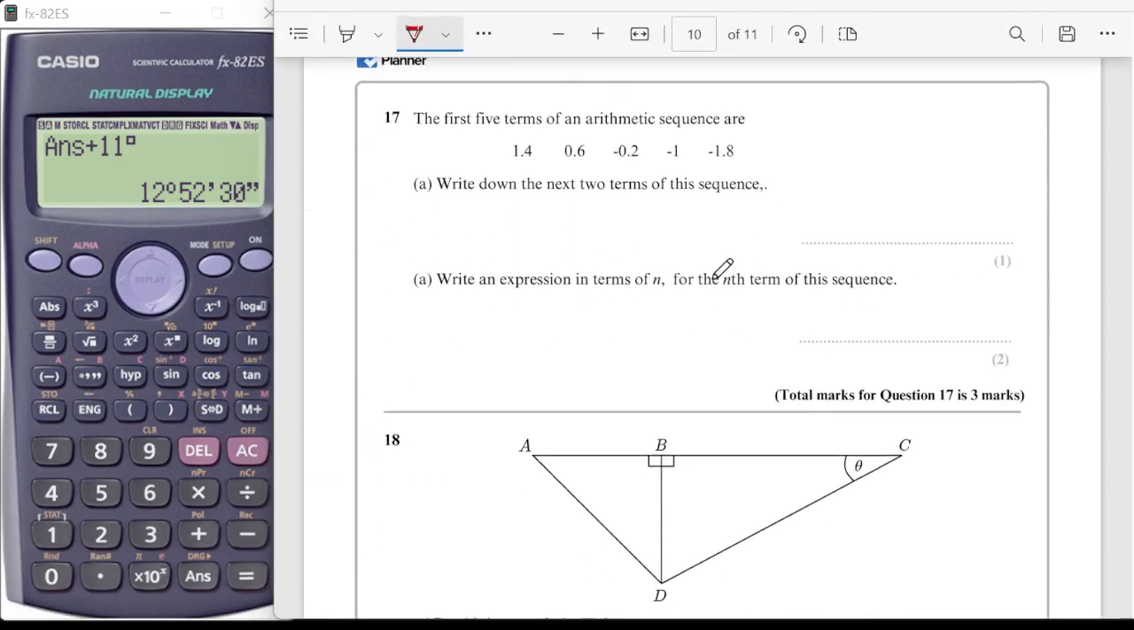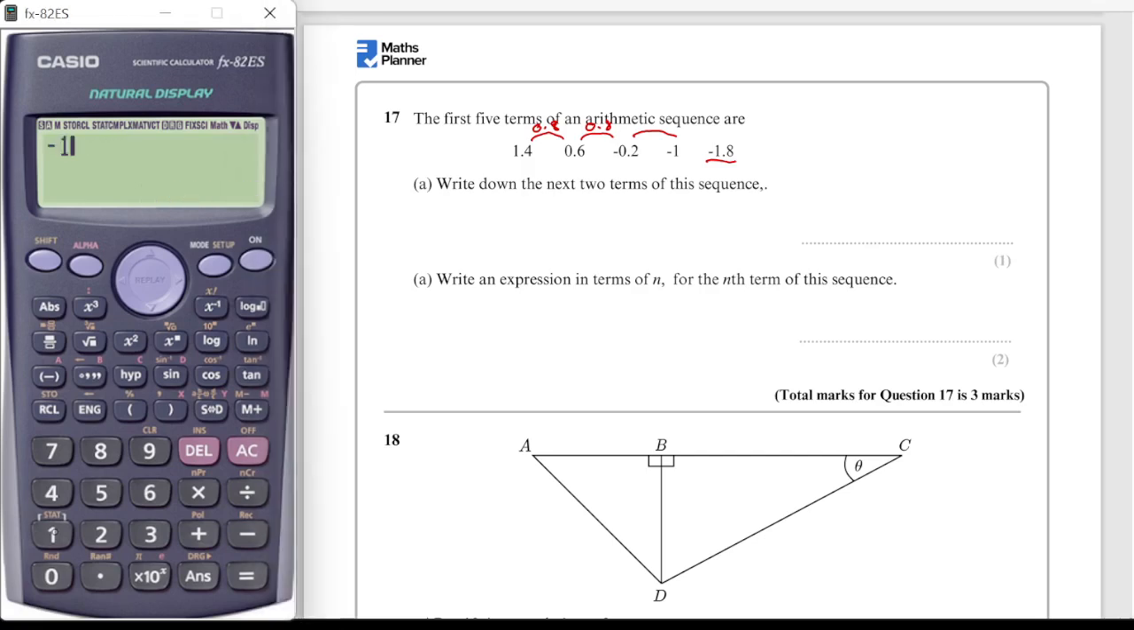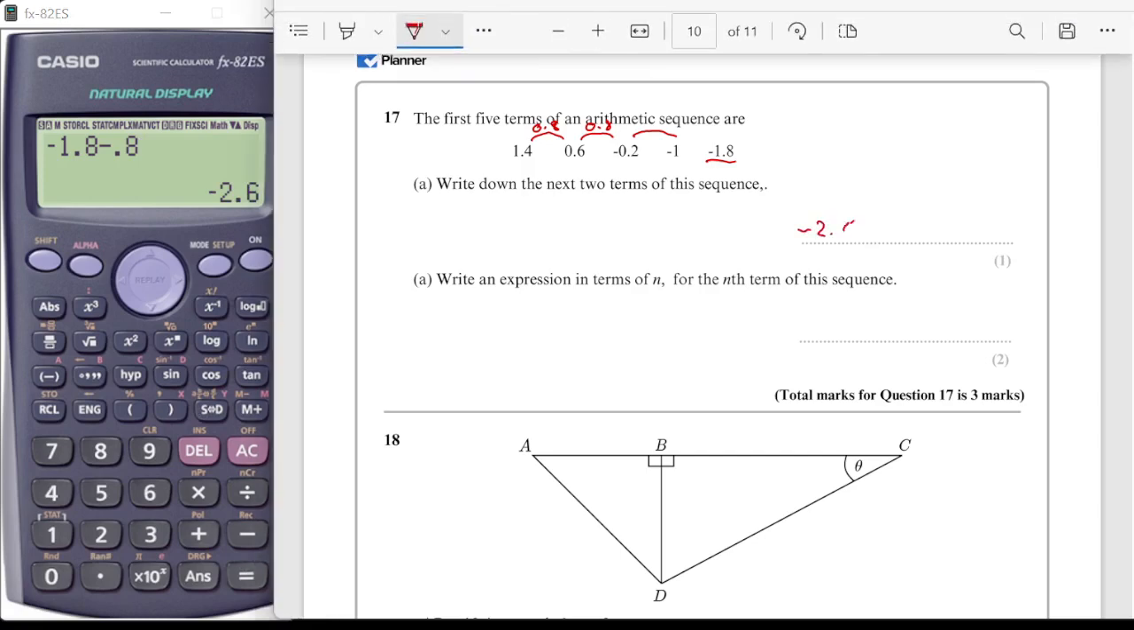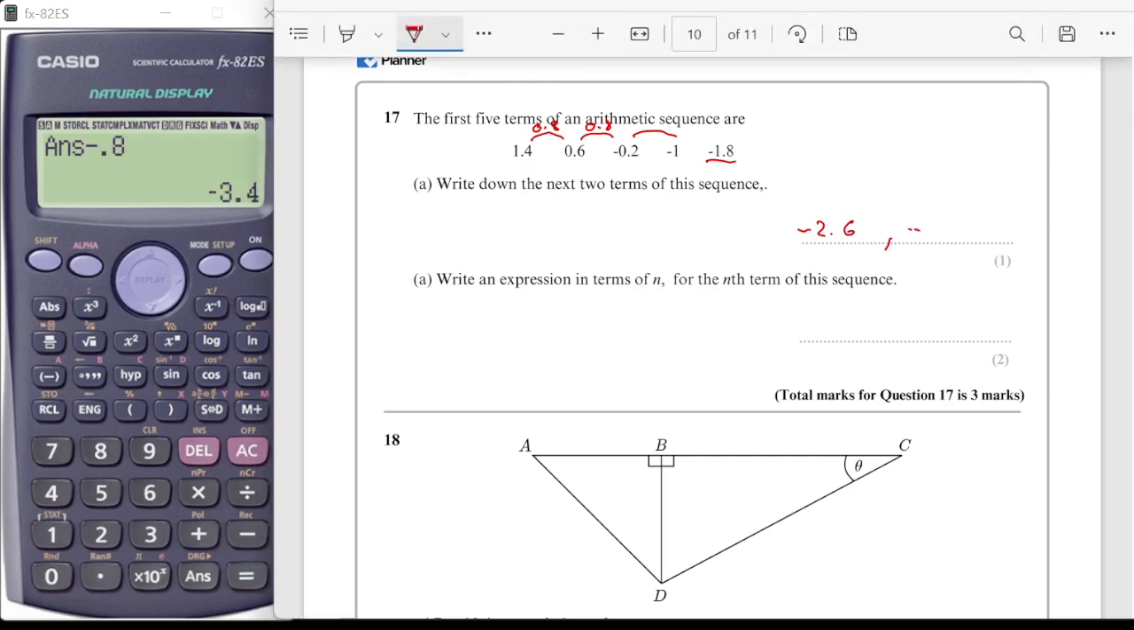Question 17. The first 5 terms of an arithmetic sequence are given there. Write down the next 2 terms in the sequence. So we've got our sequence, and the difference between our terms: we're going down by 0.8 each time. So my next term is going to be minus 1.8 minus 0.8, which as a decimal is minus 2.6. And my next term is going to be minus 0.8 again, which is minus 3.4.